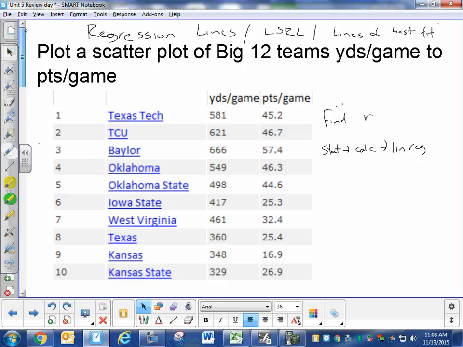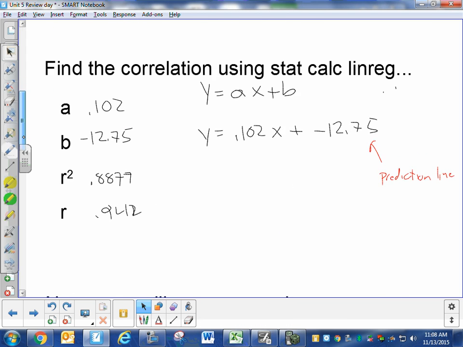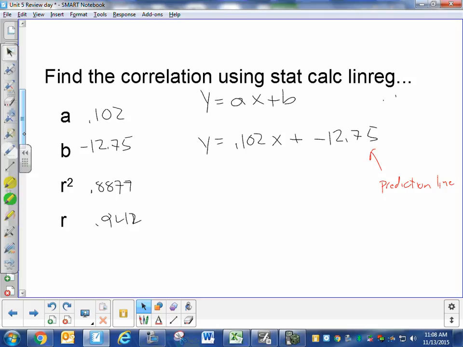Okay, let's go. Stat plots on, L1, L2, graph, zoom 9. There it is. Yeah, when I did it, it was just showing 1 point. Make sure you always zoom 9. Could have been your values were off. And then we'll put that line in, which was 0.102x minus 12.75. Okay? All right, so this is our prediction line.